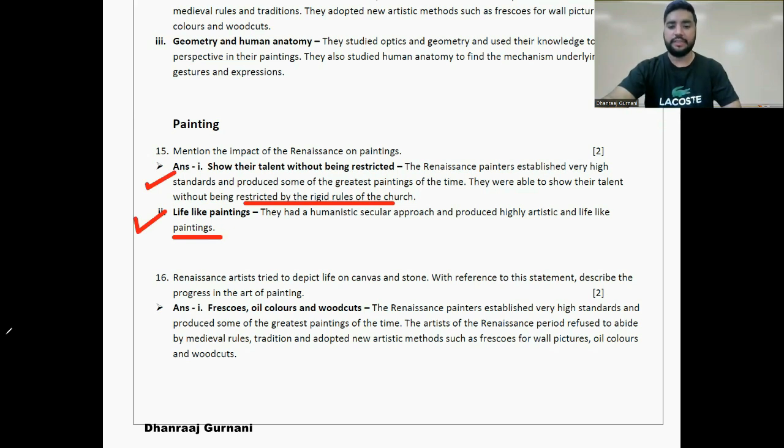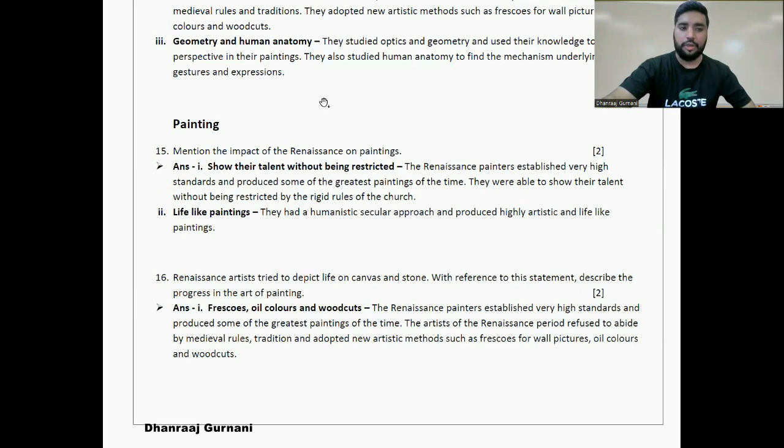So, their paintings were lifelike. They had a humanistic secular approach towards paintings. Moving to question number 16, it's a reference question. Renaissance artists tried to depict the life on canvas and stone. With reference to this statement, describe the art of painting.